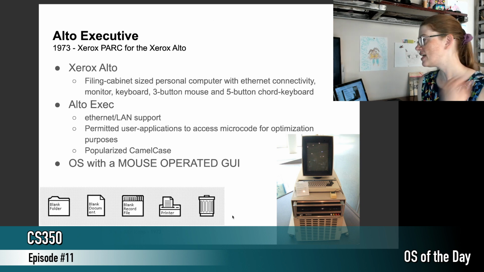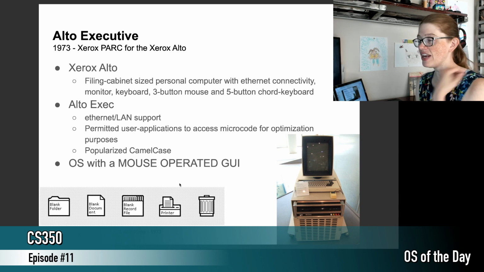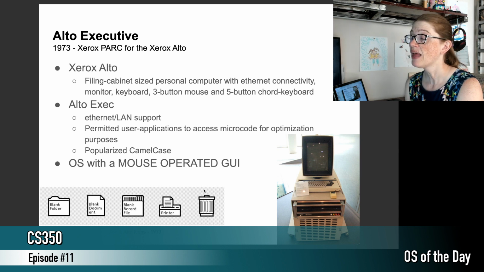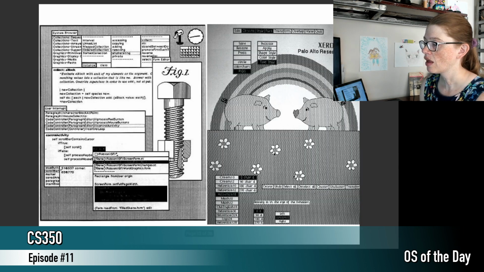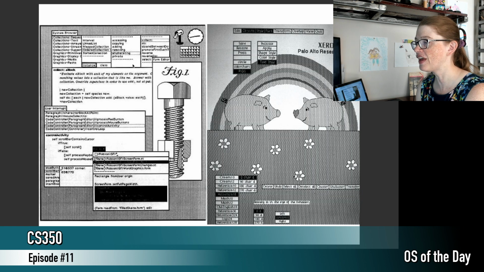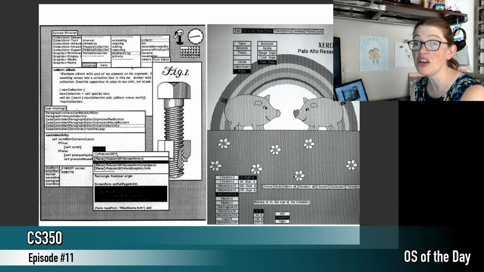So at the bottom of the screen here, and you should be able to see it, you can actually see some of the icons that were used on Alto Executive. And these should look very familiar to you because this is kind of where they come from. So you've got an empty folder, you've got a document, you've got a printer, and you've even got a trash can. And then just to show you a couple more things, and yes, it was a black and white screen.